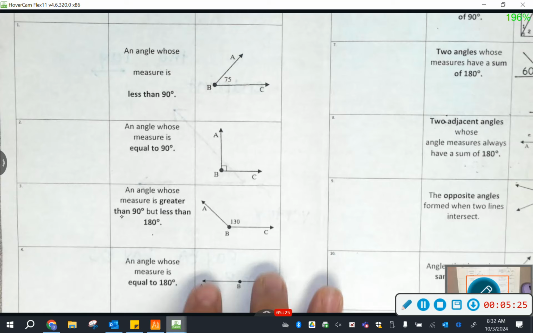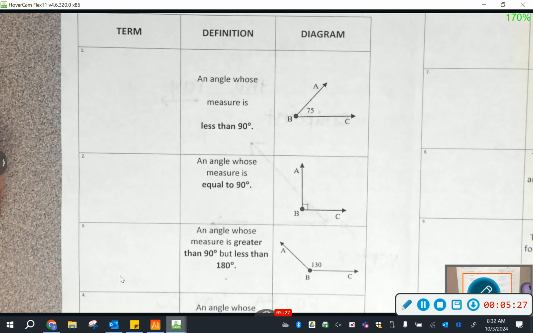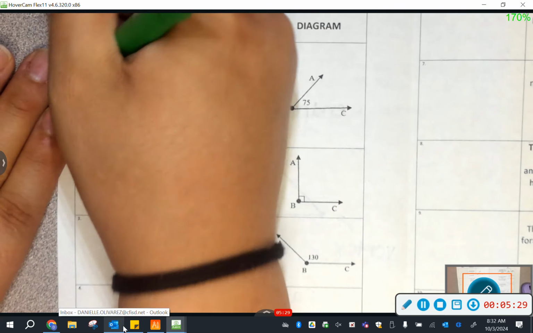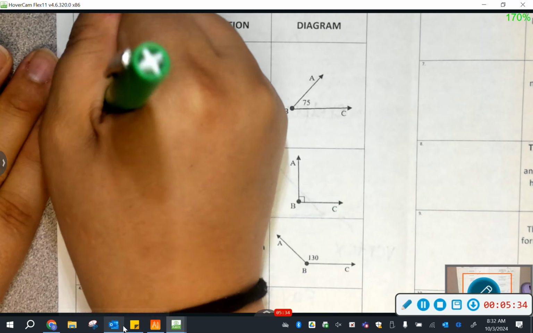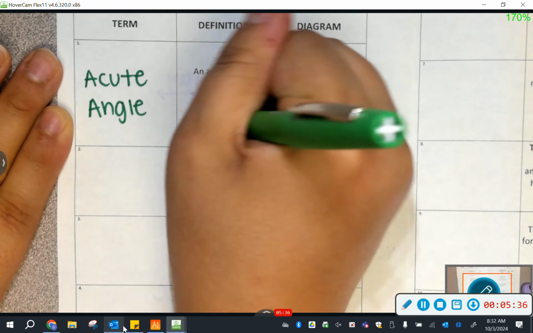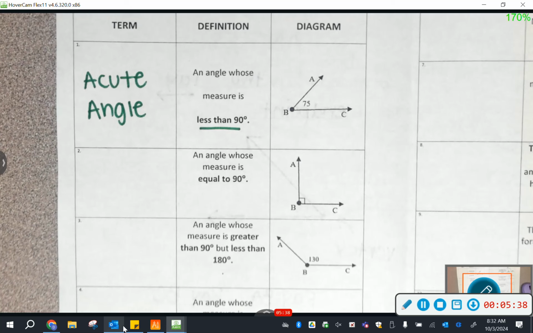Okay, so I hear over here somebody saying acute. Which one's acute? Why is this an acute angle? An acute angle is less than 90 degrees. Y'all have learned this before. This is not new. Write it down.